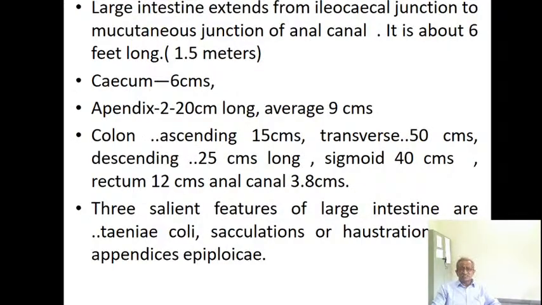The large intestine extends from the ileocecal junction to the mucocutaneous junction of the anal canal. It is about 6 feet long. The cecum length is 6 centimeters and width is 7.5 centimeters. The appendix is about 2 to 20 centimeters long, with an average of 9 centimeters. It is vermiform, either finger-like or worm-like, and its diameter is very small.